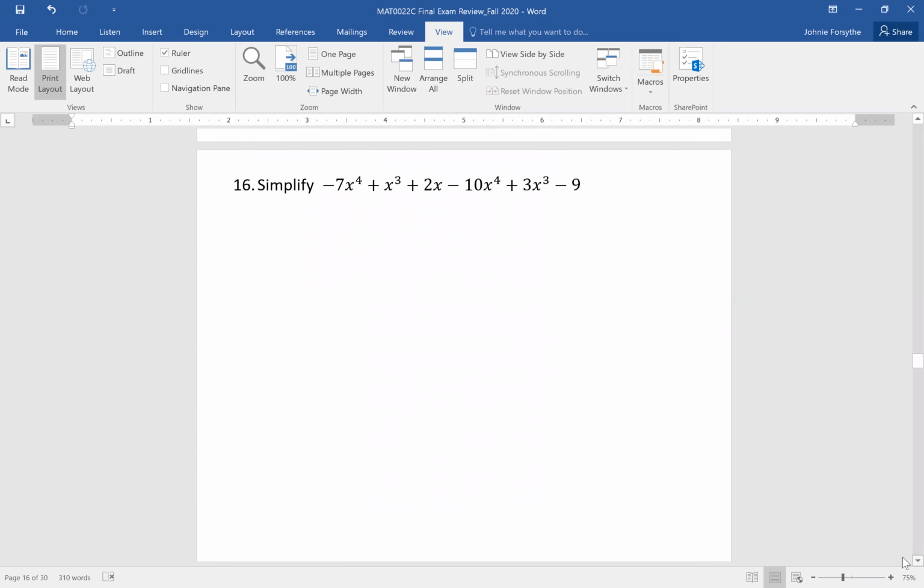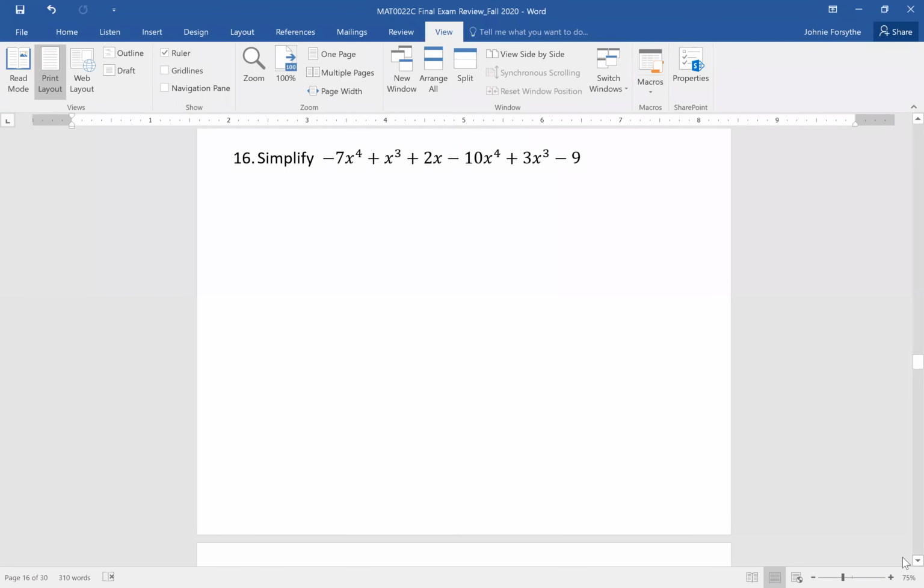All right, so now we're going to be doing a little bit of simplifying. You can only add like terms. So I have this one and this one, and this one and this one, and those are the only like terms that I have. So I'm going to rewrite this and put them next to each other. So I have -7x to the 4th minus 10x to the 4th plus x cubed.